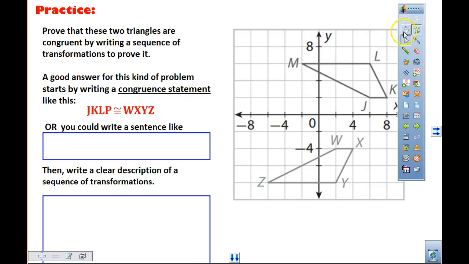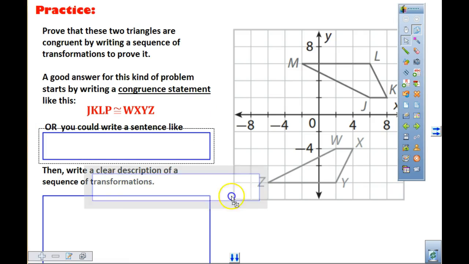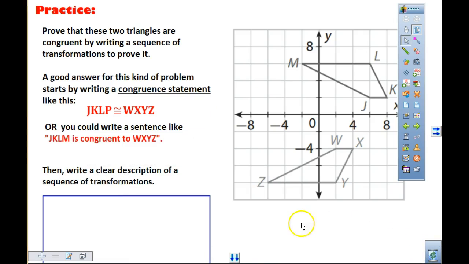Someone said, does it matter, Jaden, as we're writing the letters, what order we put them in? Could someone else have started at KLPJ? You could. Usually we go alphabetic order, okay? So put those first letters down, JKLP. We don't put a triangle in front because it's not a triangle. Again, if you wanted to write it in words, you would write JKL is, and instead of using that symbol for congruent, you would write the word congruent.